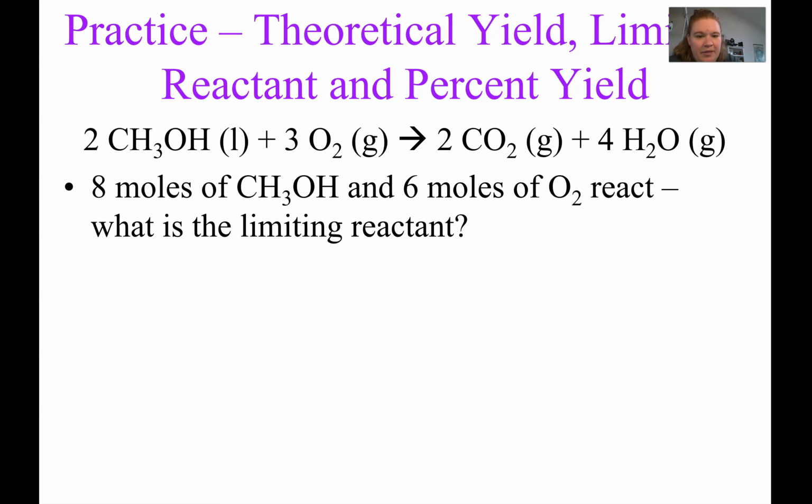Okay, now we're going to do some math. Here's our equation. We have two CH3OH, that's methanol, reacts with oxygen to make CO2 and water. And our question says, if we have 8 moles of methanol and 6 moles of oxygen, what is the limiting reactant? So this one is just based off moles. We're going to start with a little bit of an easy one, and then the next one will be much more complex.